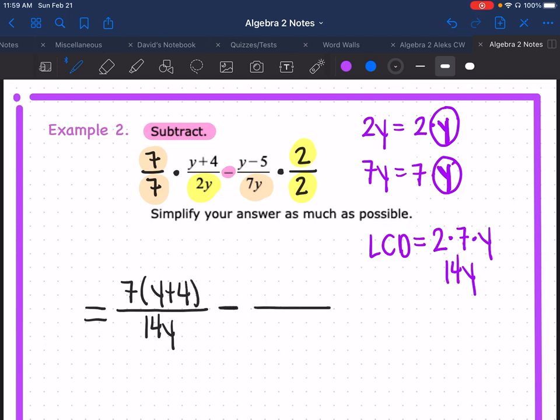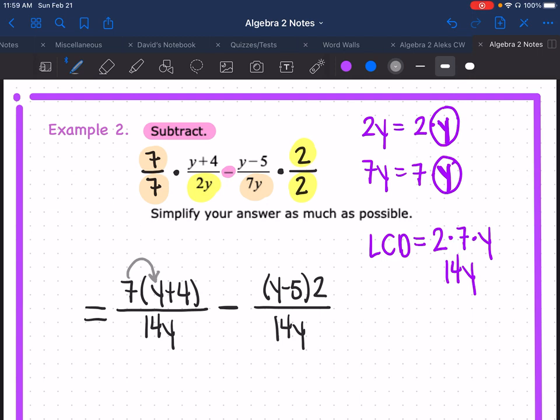Minus 14y, and I'm going to have y minus 5 times 2. I have to go ahead next and distribute both my numerators, for both of my numerators.